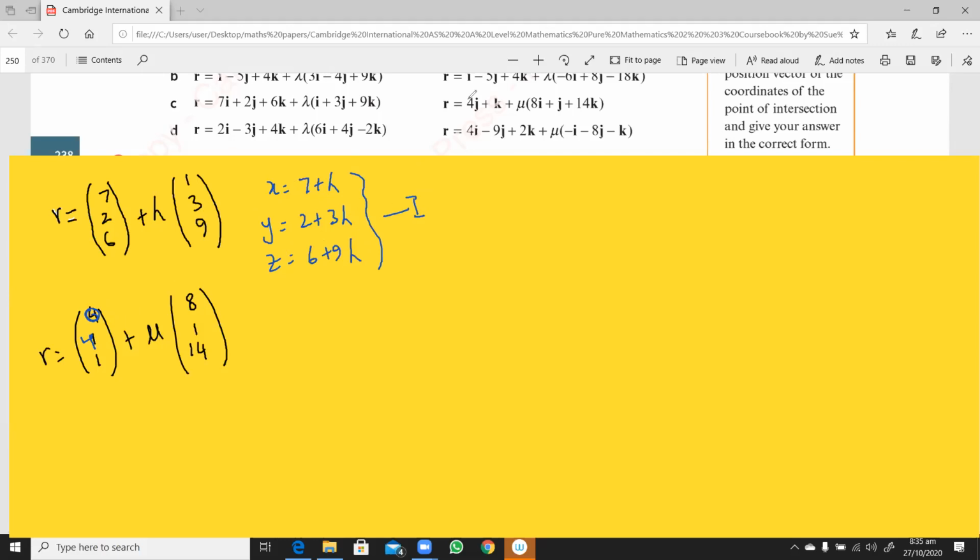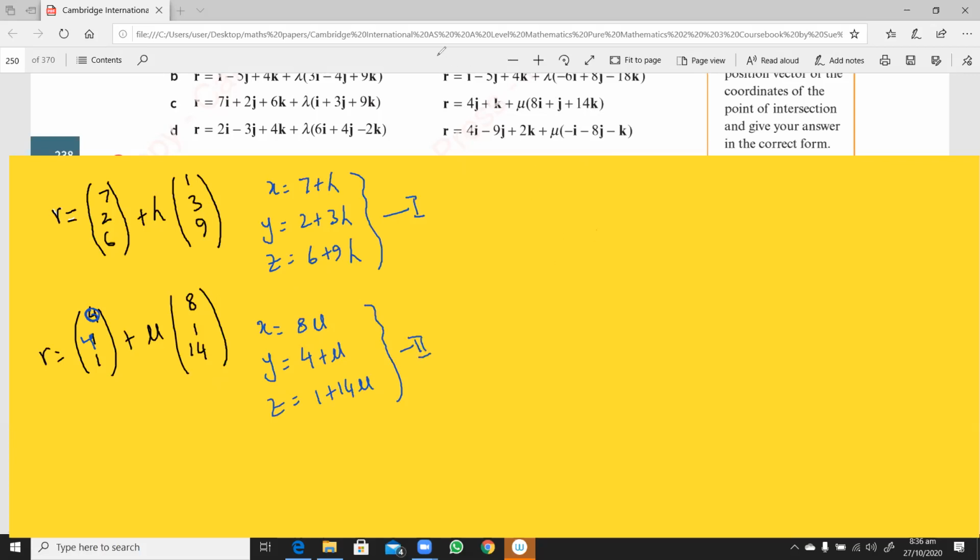And then we have, you see, it was 4j plus k. So there was no i over here. So it had to be 041. Okay, and then you have 8i plus j plus 14k, so we have 8, 1, 14. Okay, now from the second equation we have x equal to 8 mu, y is equal to 4 plus mu, and z is equal to 1 plus 14 mu. So that is the second set of parametric equations.